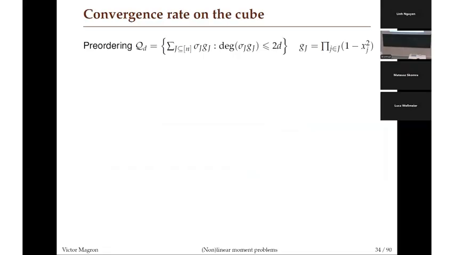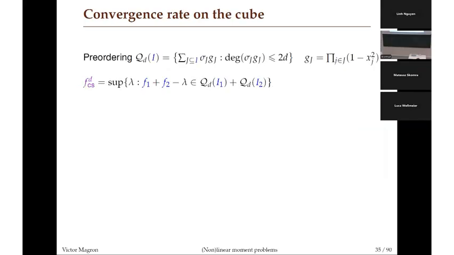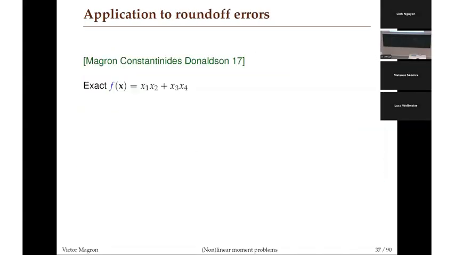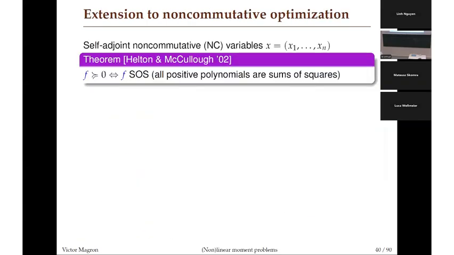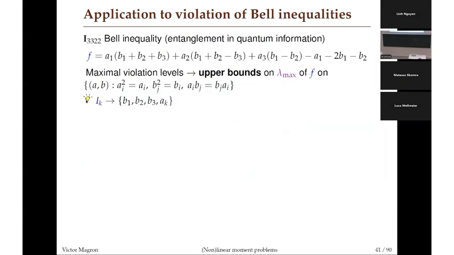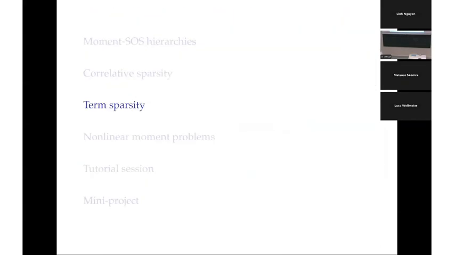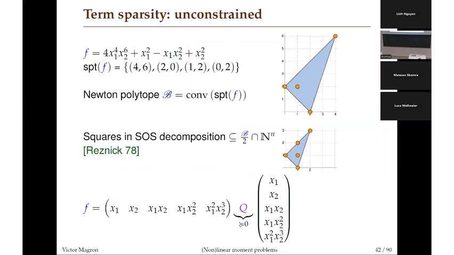So I'm a bit late, so I will skip a lot of things on correlative sparsity, but you have access to them in the slides, and I will go to term sparsity. Okay, so the Newton polytope. That's a very important object also in other fields, right?